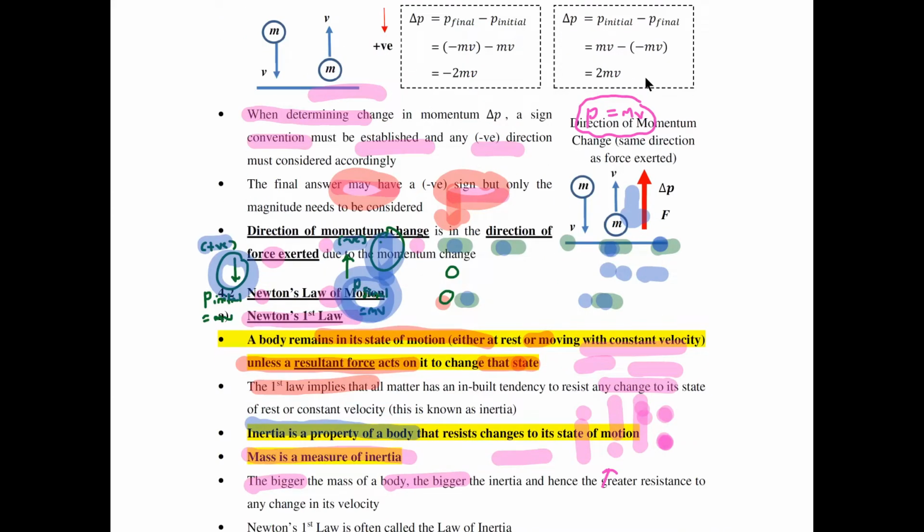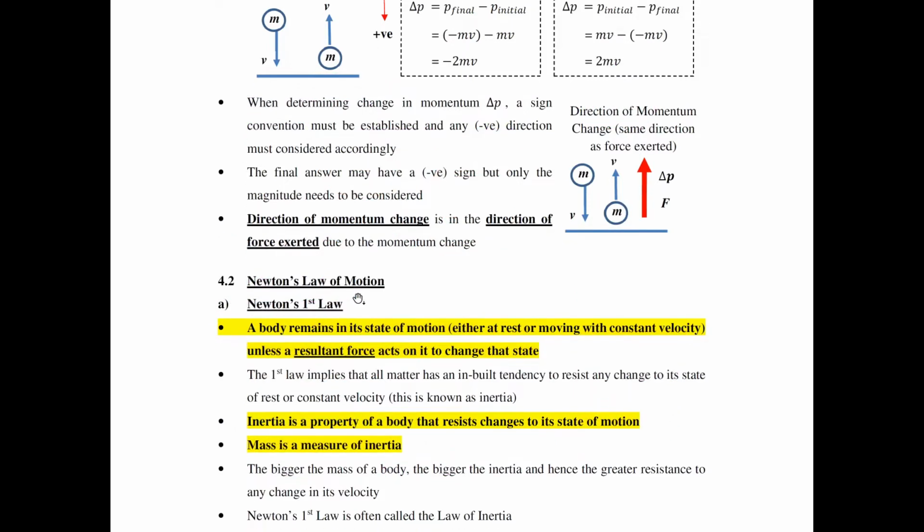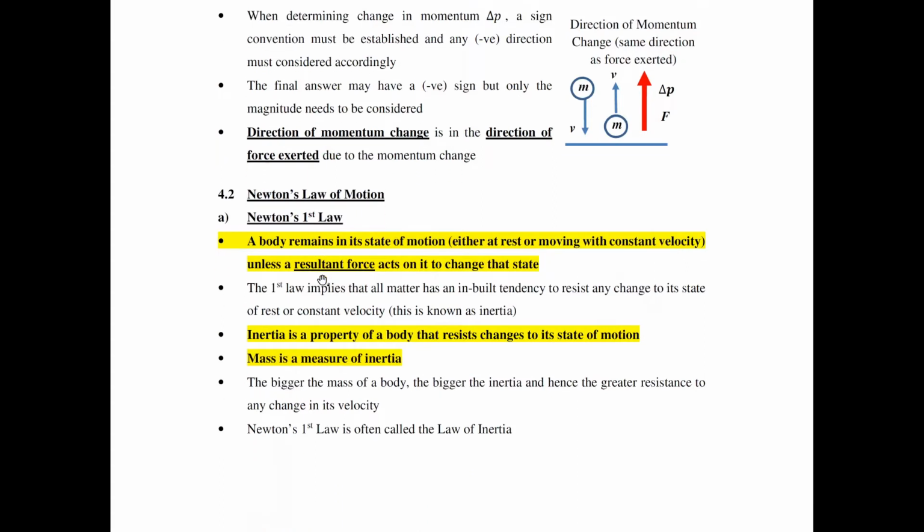Now, you've learned Newton's laws of motion. Newton's laws of motion have three laws. The first one is Newton's first law, which tells you that a body remains in its state of motion, which is either at rest or moving with constant velocity, unless a resultant force acts on it to change that state. So what do we mean by that is something like this.